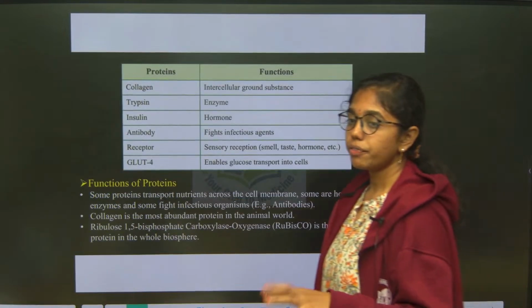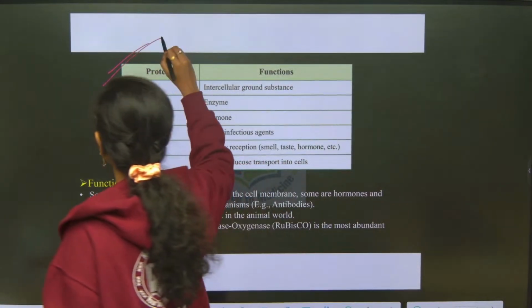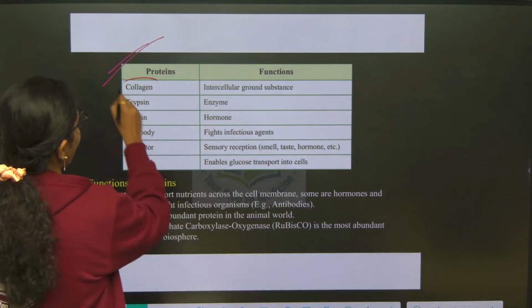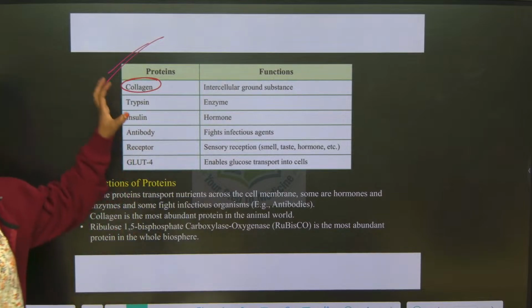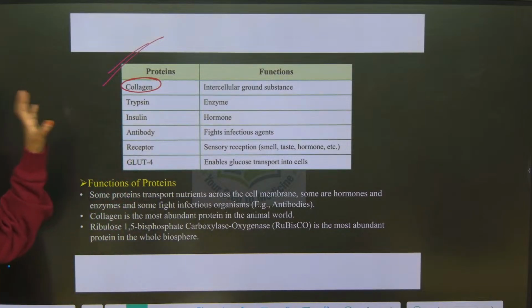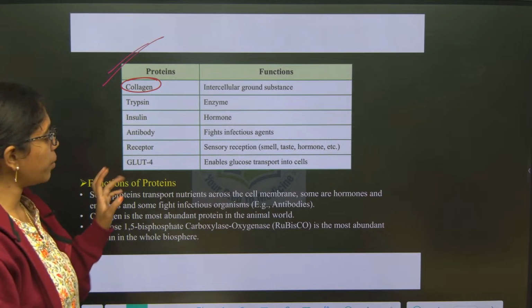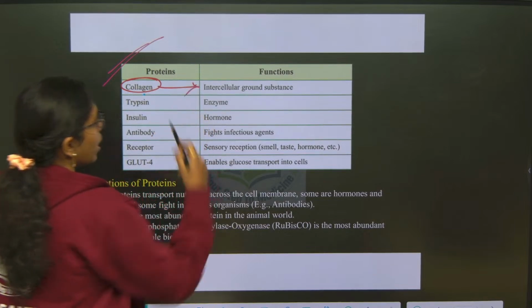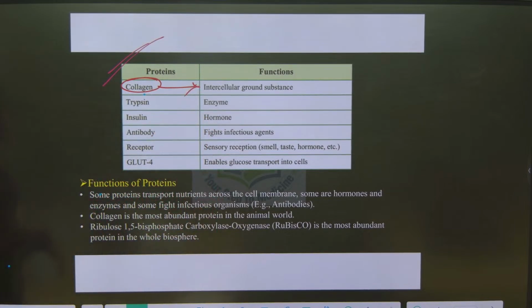Here we can see different types of proteins. Again, this is your table of NCERT. So look here carefully. Collagen is the most abundant protein in the animal world, after rubisco overall. In the animal world, which is the abundant protein? Collagen. What is its function? Intercellular ground substance.